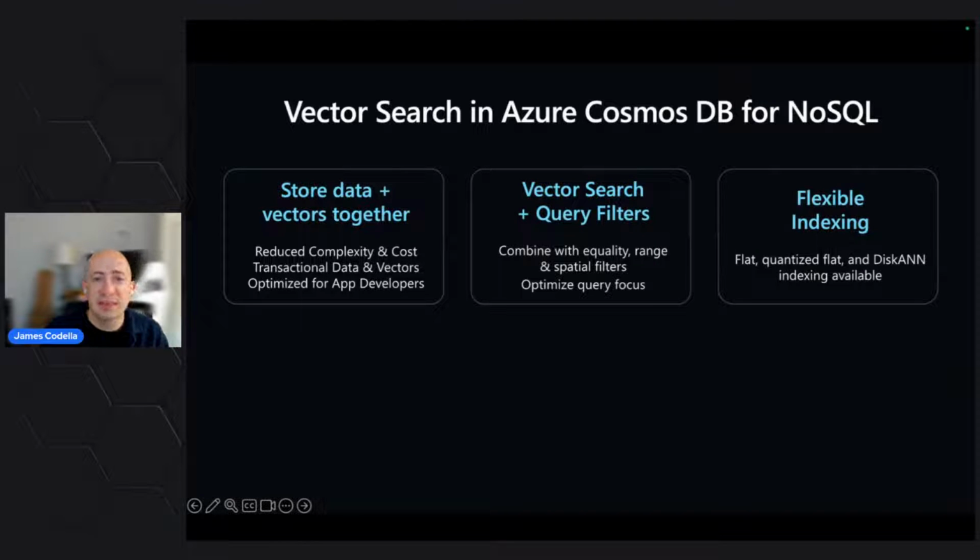And then finally, we have flexible indexing options. As you may recall, in vector search, there's usually a trade-off between latency or throughput, so how fast you can execute vector searches or what the latency is of returning a vector search. And there's a trade-off between that and the accuracy that you get, right?